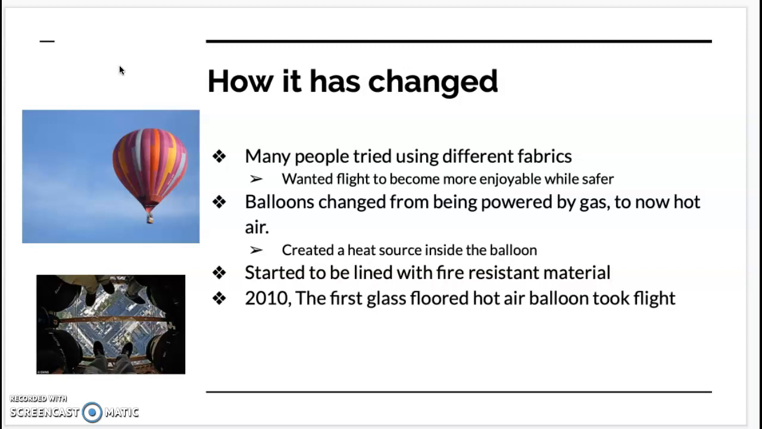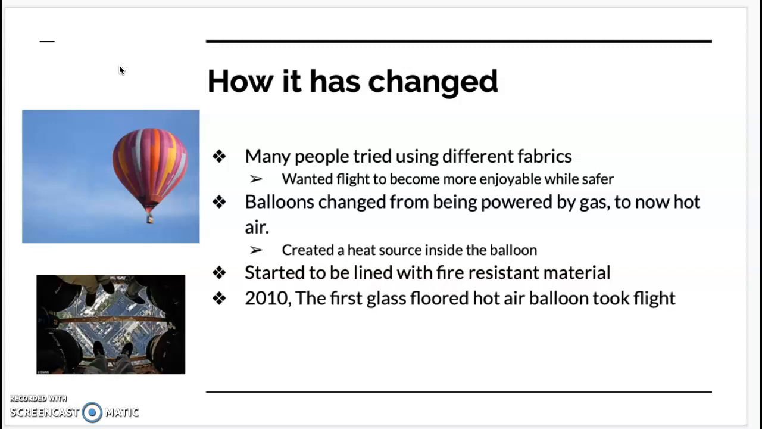How has the hot air balloon changed? Many people tried using different fabrics. They were trying to make flight more enjoyable and safer. The balloons changed from being powered by gas to now hot air. The preferred one was gas, because it was a little safer, and they lined them with fire resistant material for obvious reasons, to keep it from burning.